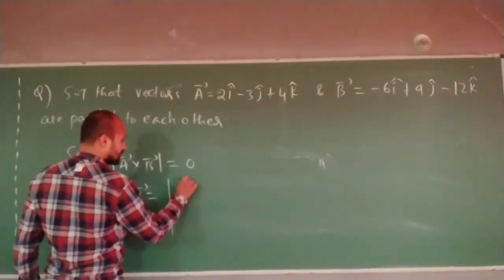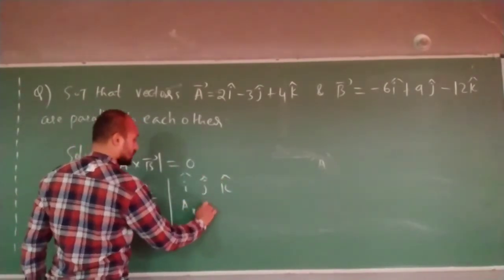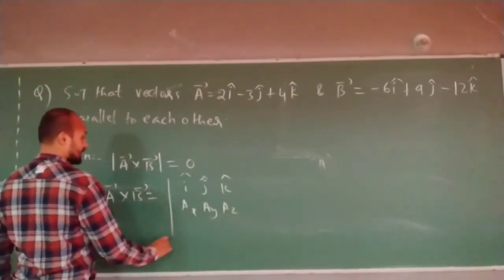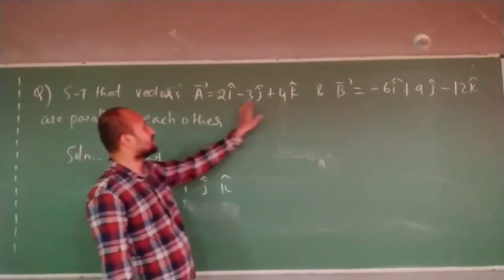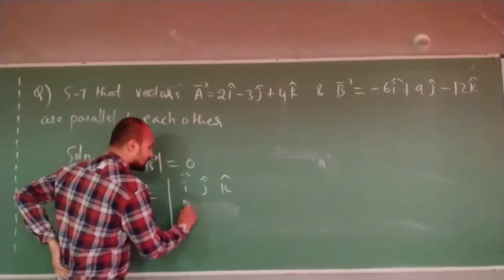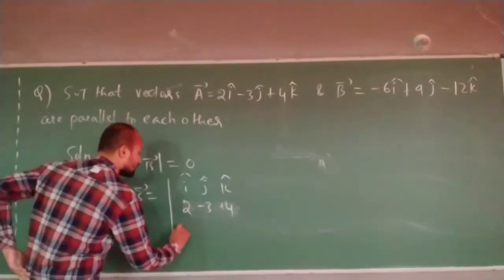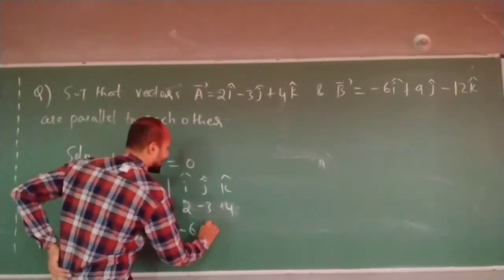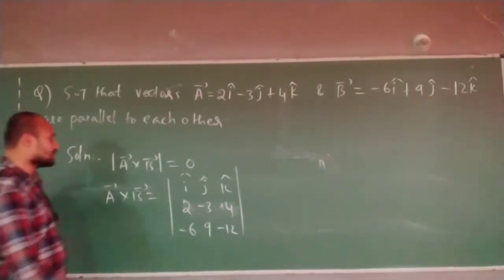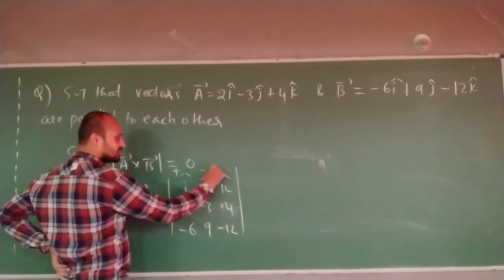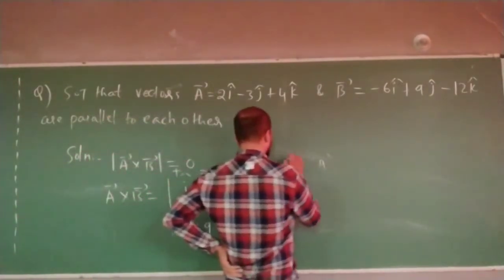Another way is i, j, k cap, here Ax, Ay, Az, the direct elements for A cross B. In this case, what are Ax, Ay, Az? It will be 2, minus 3, plus 4. There it will be minus 6, 9, minus 6. Correct? How to solve the determinant? Put this is plus, this is minus, this is plus. Forget about this column, forget about this row.